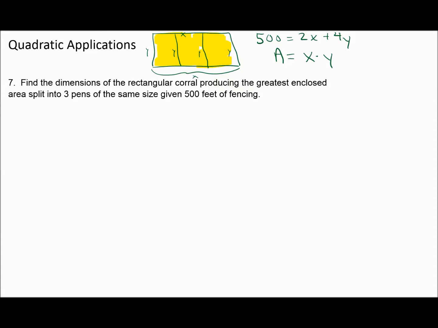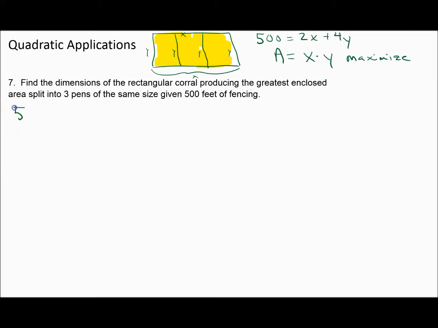That's it. All right, now again, notice I have 2 equations. I have a constraint equation, which is the top one, 500 equals 2x plus 4y, and my area equation is the one that I'm trying to maximize. But I can't maximize it unless it has 1 variable. This is a function of 2 variables, an x and a y. So what I need to do is solve for x or y in the top equation and then substitute into the second equation. So let's just solve for x again.